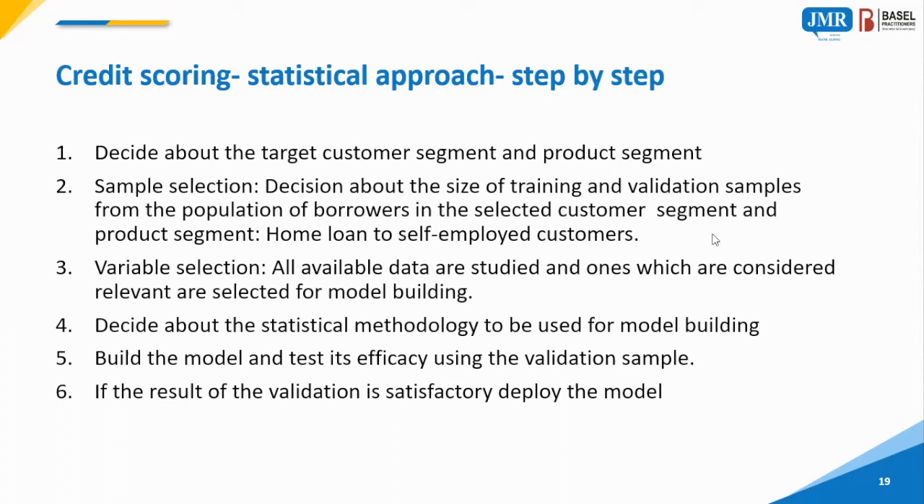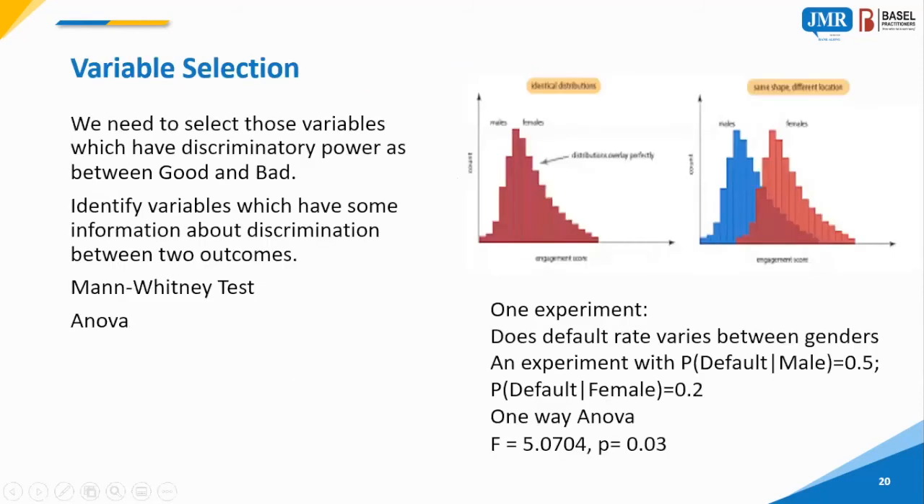That is, if the validation is okay, then deploy the model. So this is variable selection. Basically, the idea is to check whether the default rate varies between genders. If it varies significantly, then gender is an explanatory variable for default. But if it does not vary, and the distribution remains identical, then don't select it. That is one of the ways of variable selection, but there could be other ways also.